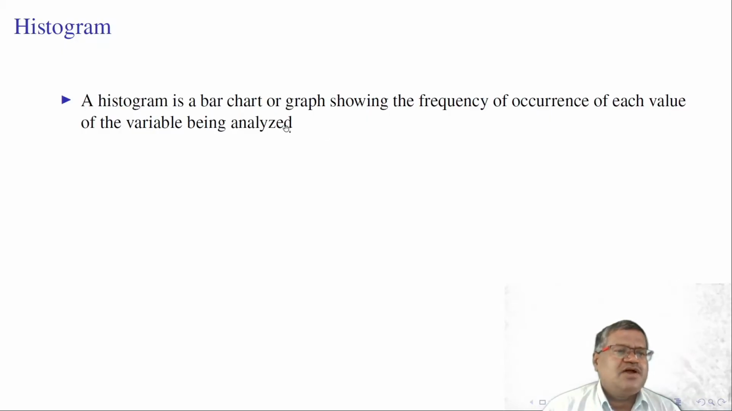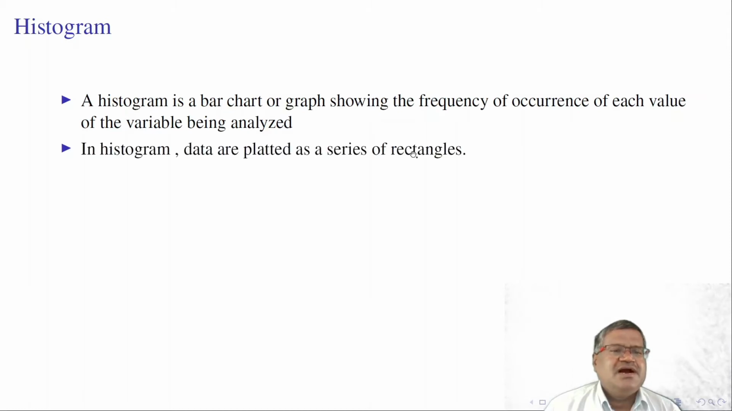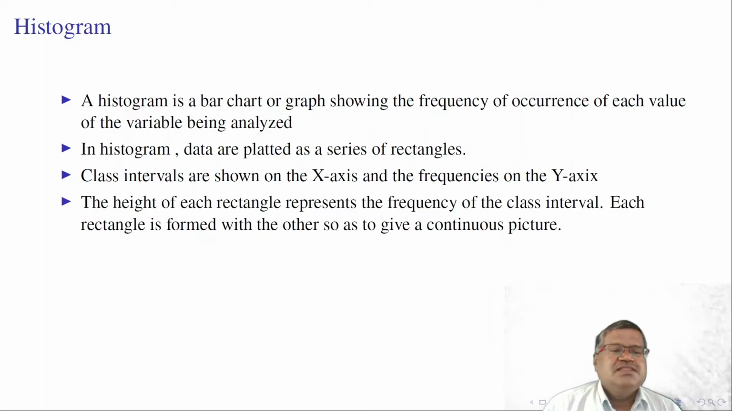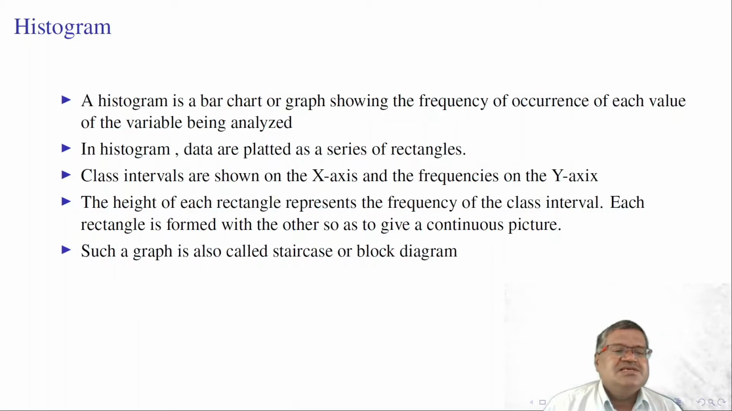Let us look at the histogram first. Histogram is a bar chart or graph showing the frequency of occurrence of each value of the variable being analyzed. In a histogram, data are plotted as a series of rectangles. Class intervals are shown on the x-axis and the corresponding frequencies are shown on the y-axis. The height of each rectangle represents the frequency of the class interval. Each rectangle is joined with the other so as to give a continuous picture. Such a graph is also called a staircase graph or block diagram.